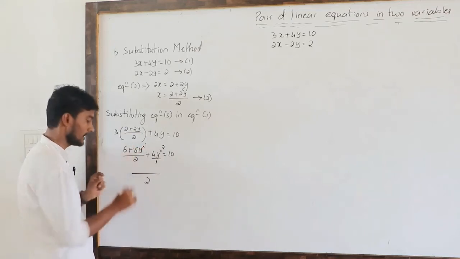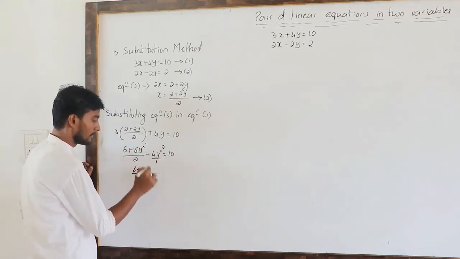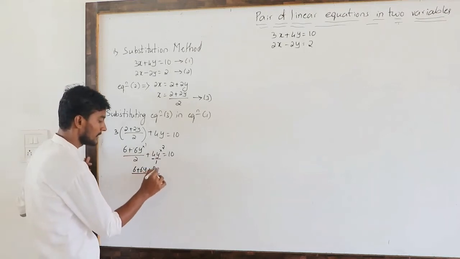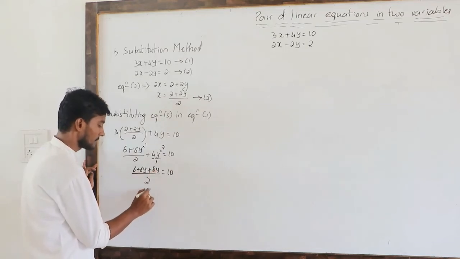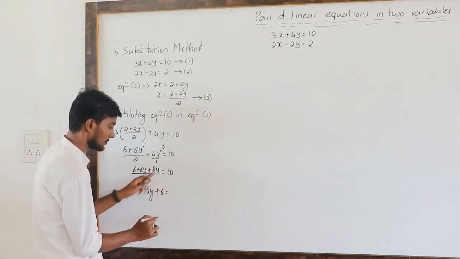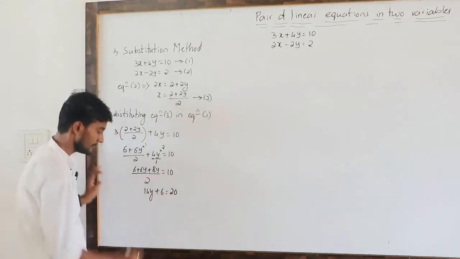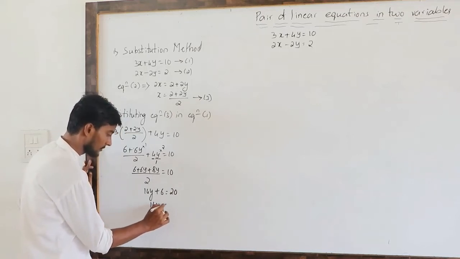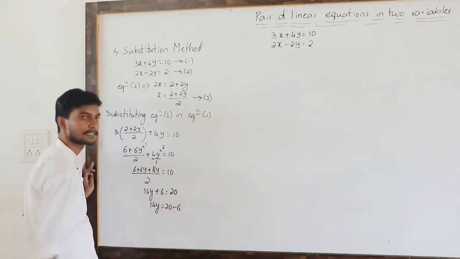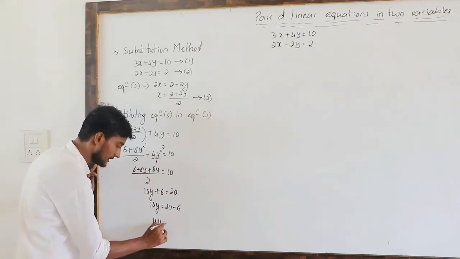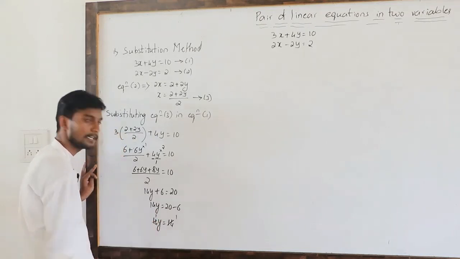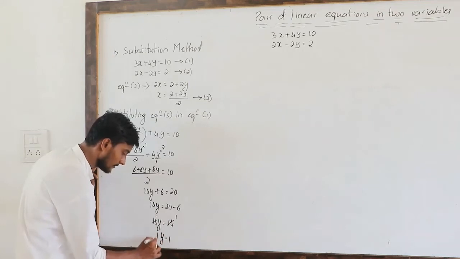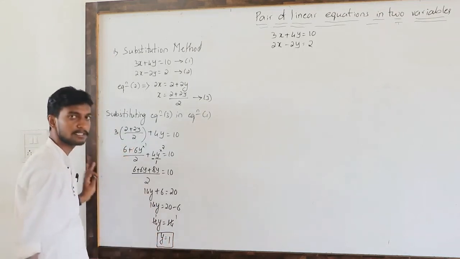6 plus 6y into 1 is 6 plus 6y, plus 4y into 2, it is 8y, is equal to 10. So 6y plus 8y, it is 14y, and plus 6 is equal to 2 into 10, 20. So 14y is equal to 20. This 6, if you take that side, minus 6. So 14y is equal to 20 minus 6, which is 14. Cancel, 14 ones are 14. Y value is equal to 1. The value of y is 1.